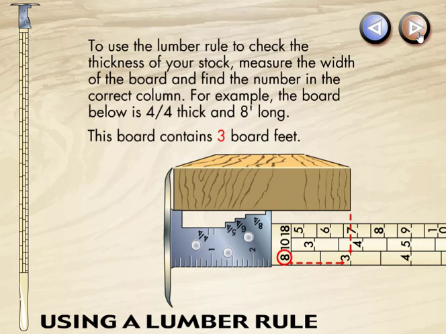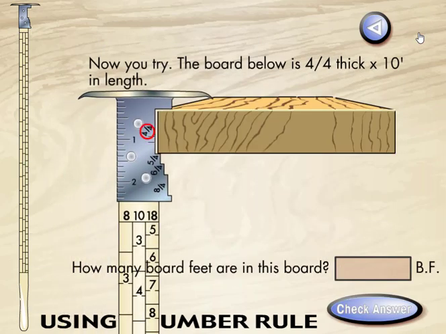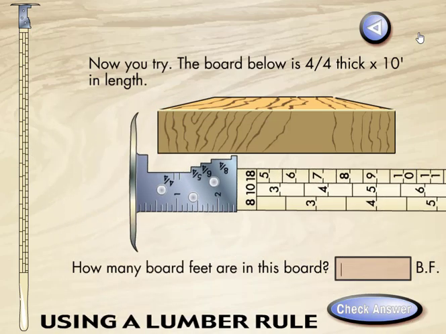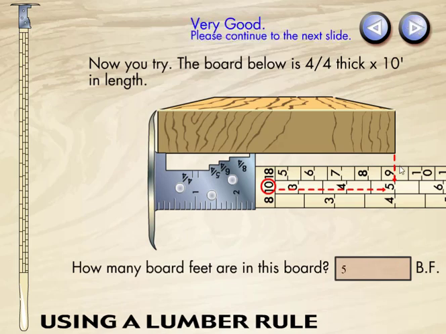For example, the board below is 4/4 thick and 8 feet long. This board contains 3 board feet. Now you try. The board below is 4/4 thick by 10 feet in length. Follow the numbers. How many board feet are in this board? If you said 5, you are correct.